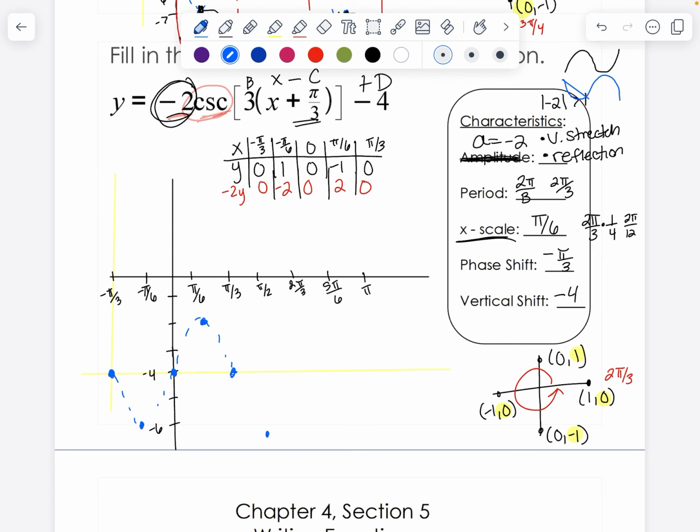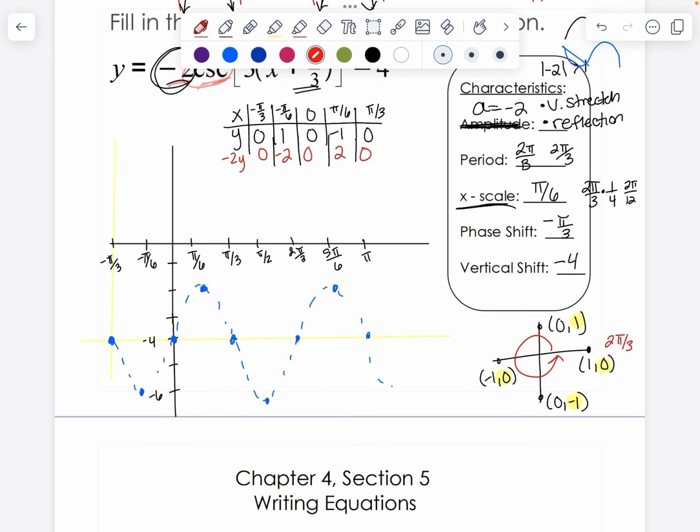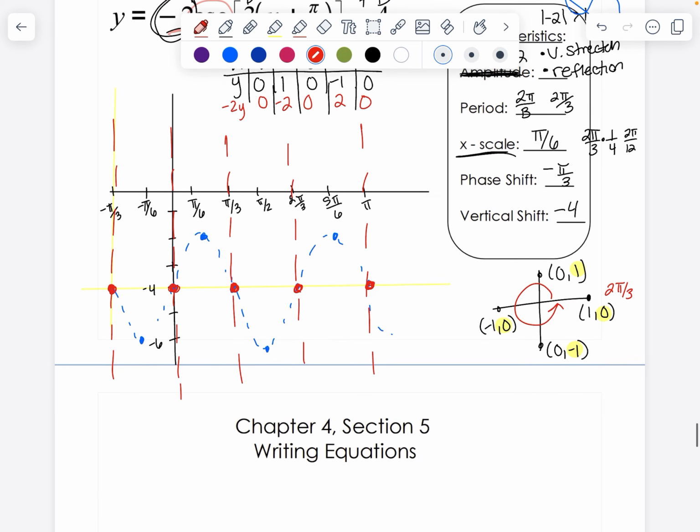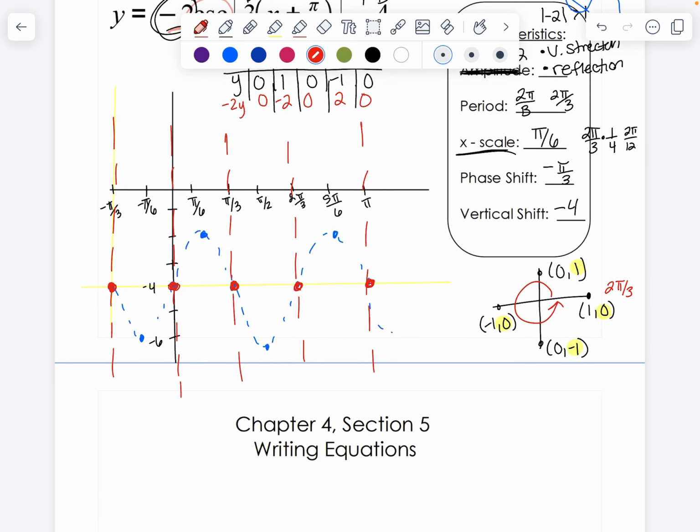And then I could continue that pattern. So -1, 0, 1, 0, and it would keep going. Okay? Then cosecant is going to be undefined anytime sine was equal to 0, which is all these red spots that I'm putting on here where we cross that 0 line, that shift line. So you're going to have an asymptote at -pi over 3. You're going to have an asymptote at 0, at pi over 3, at 2 pi over 3, and at pi.